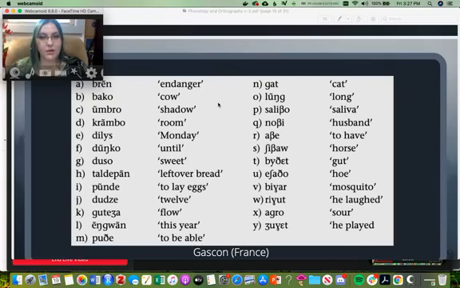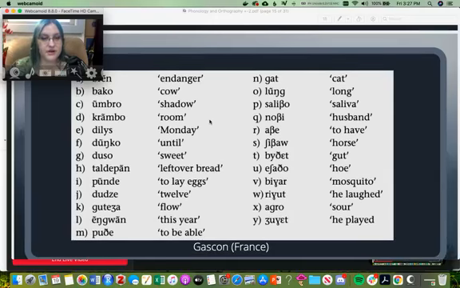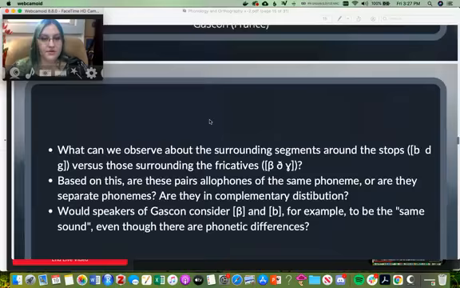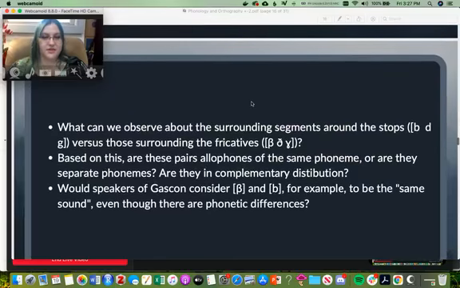If you can't find minimal pairs, you can look and see if you can find sounds that are in complementary distribution. So those are our data from Gascon. So yeah, this is basically the questions that we already answered.